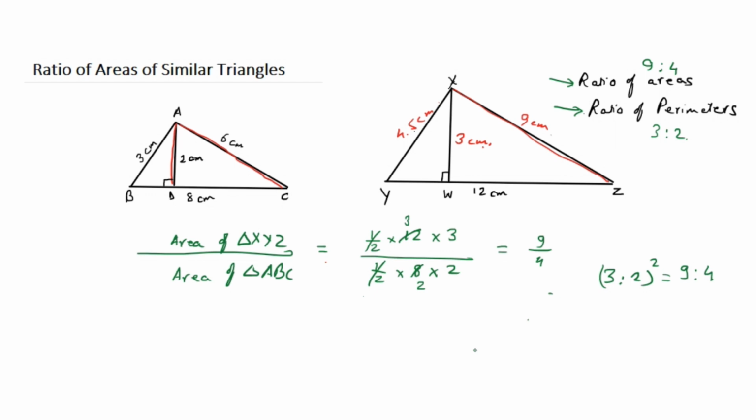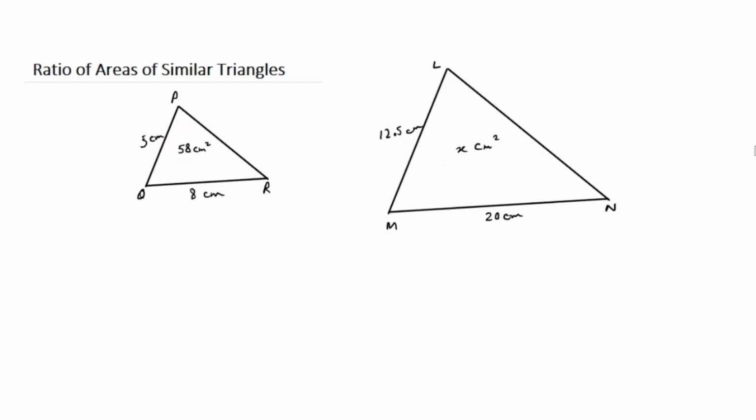Okay, let's move on to the next problem, and let's move on to the next question. Here we have two triangles, triangle PQR and triangle LMN. We have been given that triangle PQR is similar to triangle LMN. We are given two sides, so 5 centimeters and 12.5 centimeters, and here 8 centimeters and 20 centimeters. So what we are going to do is find the ratio of the sides first, and then try and find the area of the larger triangle.